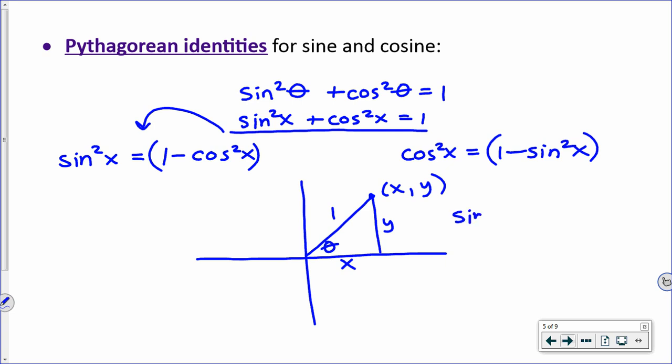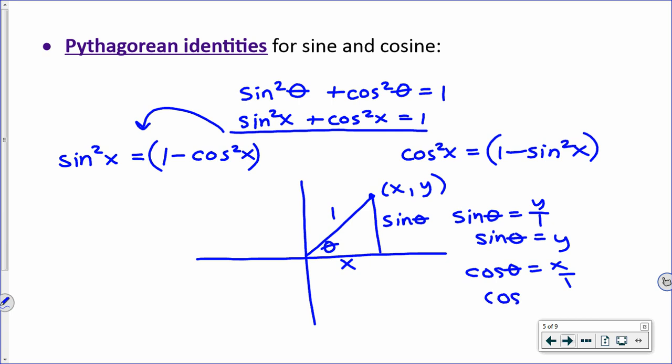If I asked you to talk about the sine of this theta, you might say the sine of theta equals y over 1. Well, y over 1 is just y. So sine theta equals y if the hypotenuse is 1. So I could just label this y, erase it, and change it to sine theta. And similarly, the cosine of theta is x over 1, because it's adjacent over hypotenuse, which is just x. So cosine theta is x. I can erase that x and change it to cosine theta.